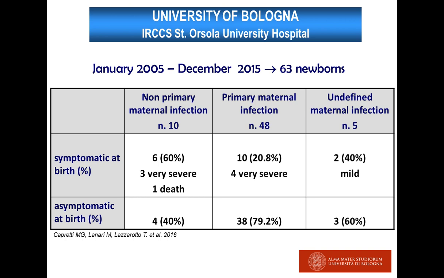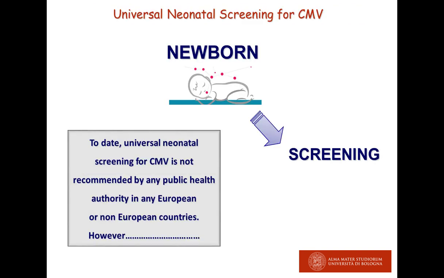In this group, we recognized the maternal infection, but we were not able to identify if it was a primary or non-primary infection. So, as you can see here, when we analyzed the risk of having symptoms at birth, we found a very high percentage of newborns with symptoms at birth from mothers with a non-primary maternal infection during pregnancy, and we found a group with symptoms in newborns from primary maternal infection. But in this case, the percentage is lower than the first.